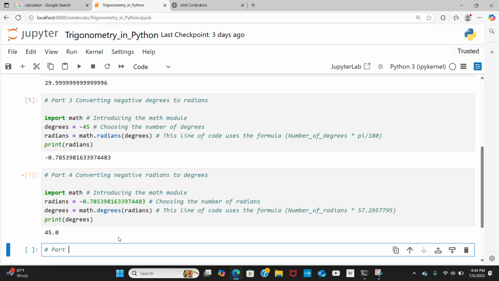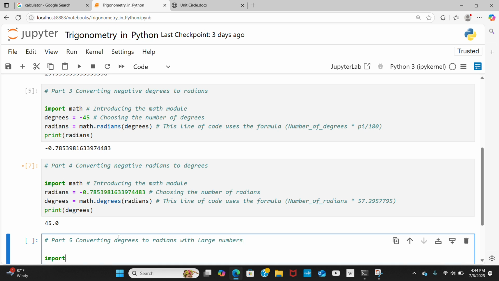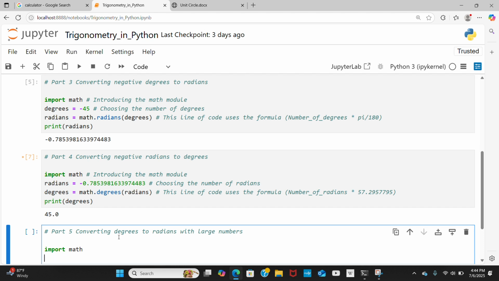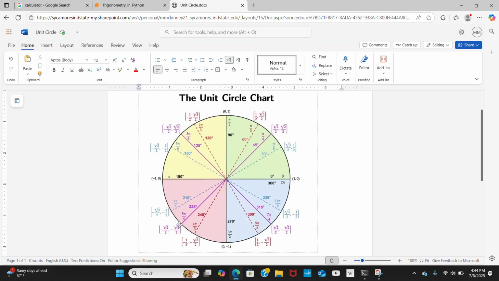So part 5, converting degrees to radians with large numbers. So we're going to import the math module as always. We're going to set degrees equal to 390. Now where's 390 degrees on the unit circle?